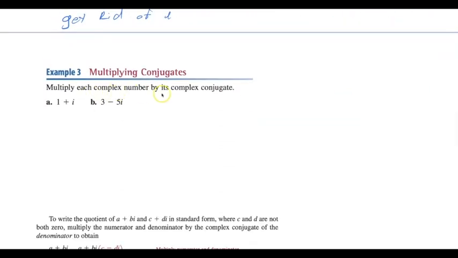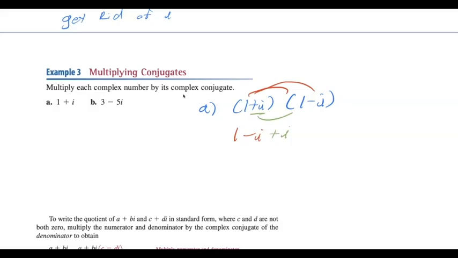Multiply each complex number by its complex conjugate. If we're going to do A here, I have 1 plus i. Its complex conjugate, you just change the middle sign, 1 minus i. And then we're going to multiply these together. 1 times 1 is 1. 1 times negative i is negative i. i times 1 is i. And then i times negative i is negative i squared. The positive i and negative i cancel out. i squared is negative 1, but don't forget, it's negative times a negative, so a positive 1. And I just get 2. Notice the i went away.